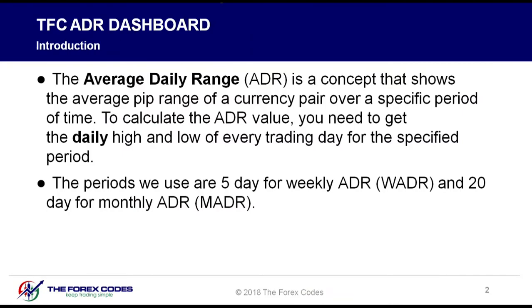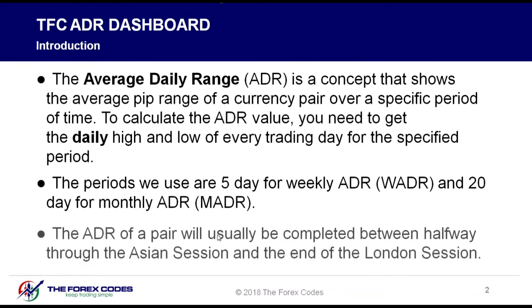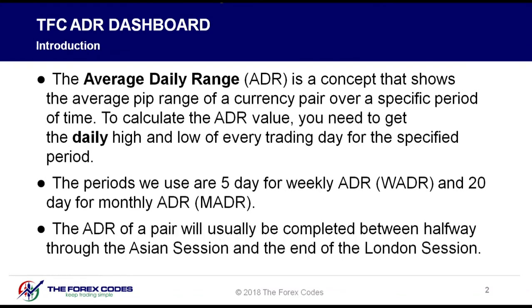So the periods we use are the 5-day for the weekly ADR, which we call the WADR, and 20 days for the monthly ADR, or MADR. Simple stuff this, isn't it? And the average daily range of a pair will usually be completed between halfway through the Asian session and the end of the London session. Usually. There are some exceptions, Thursday evenings sometimes, Fridays sometimes.